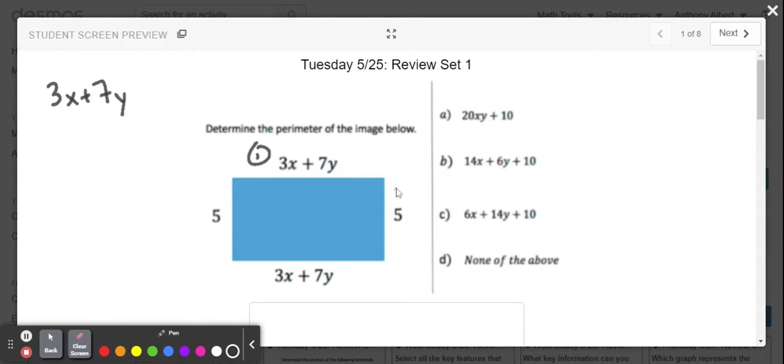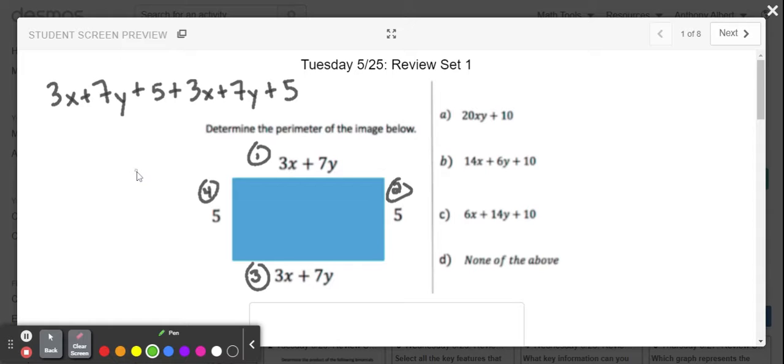We have the second side over here. That's 5. So we're going to say plus 5. The third side here is another 3x plus 7y, so plus 3x plus 7y. And then the fourth side, the last side here, is another 5, plus 5. So this went from a perimeter problem and turned it into a combining like terms problem, because now that we have this equation, all we need to do is combine like terms.